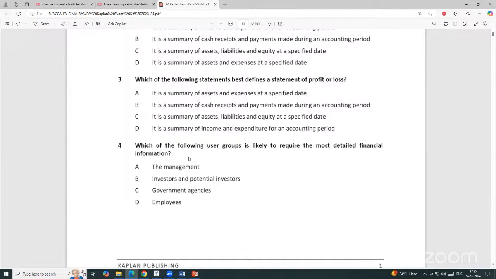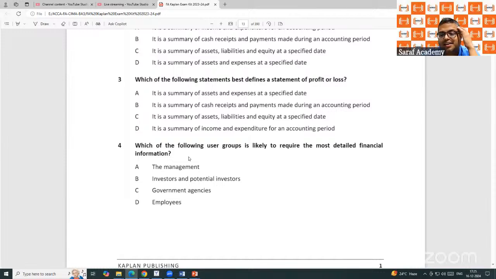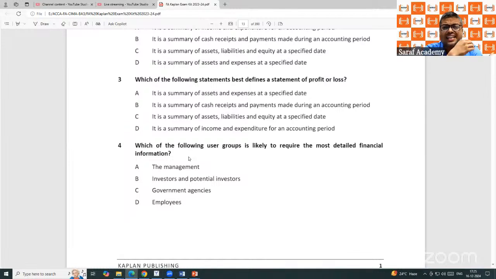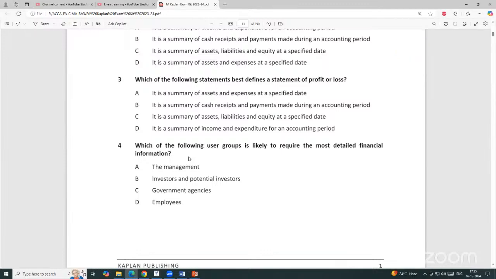The question is: which of the following user groups is likely to require the most detailed financial information? For example, investors see information about the financial statements, the balance sheet and P&L. So the option is B. Sir, what does detailed mean? Investors will never get detailed information, sir. So, notes to accounts along with notes.